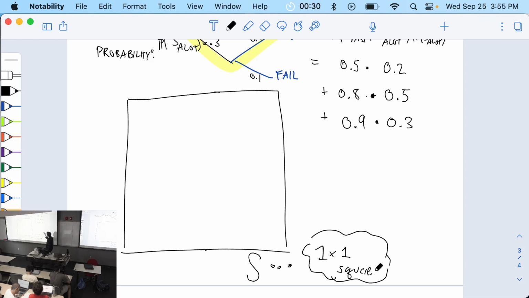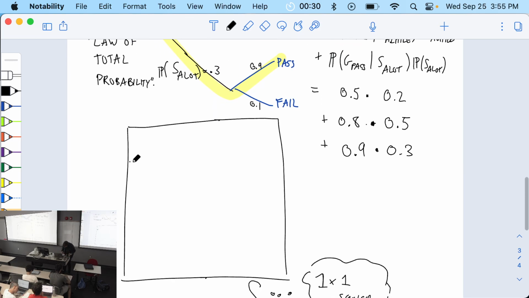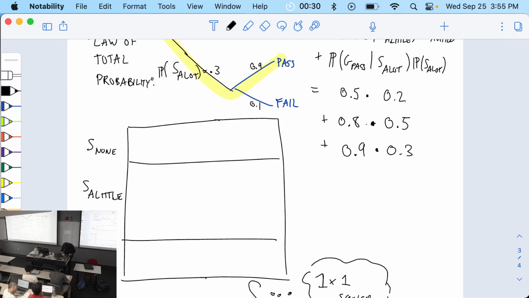And then I'm going to put a lot, a little, or none, these three events on the x-axis. So none can be this one. None is like this. S none. S a little. Or S a lot. Okay, and if I was a better drawer, this one would be height 0.2, this one would be height 0.5, and this one would be height 0.3. If I was good at drawing, I could draw it to scale perfectly. I'm not great at drawing.